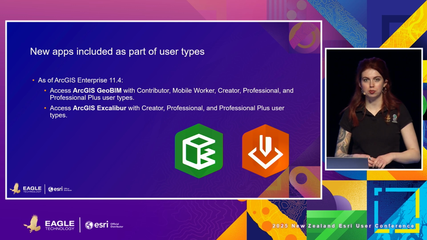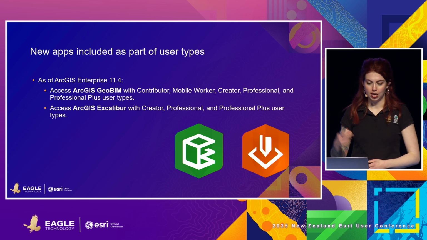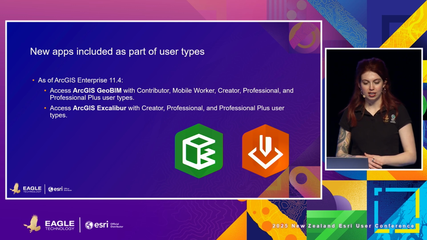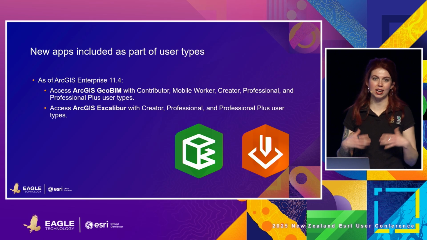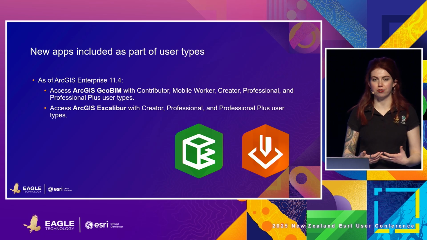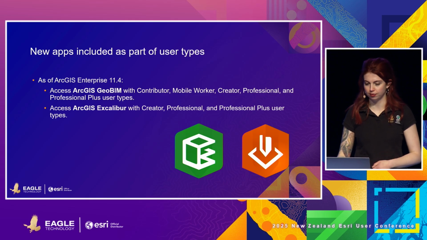And when I mentioned user types, and I said that we had things added to them, this is part of it. We had GeoBIM with contributor, mobile worker, creator, professional, and professional plus being added. And Excalibur with creator, professional, and professional plus as well. So these are like capabilities. You just got more bang for your buck. These are not add-ins that you had to purchase. They were just attached to these user types that you were able to start using.